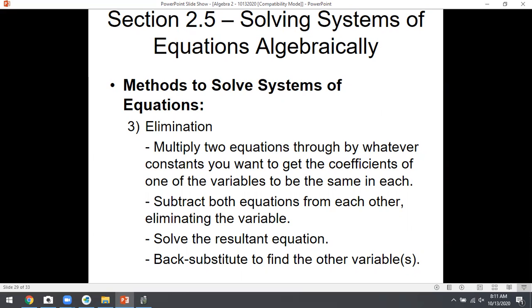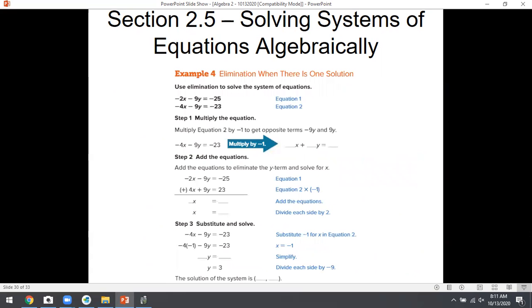After you do that, you'll be down to one equation with one variable again. You'll solve it like normal. And then once you find either x or y, you will back substitute in and find the other one. So really isn't that bad either, provided you just get the general gist of it.